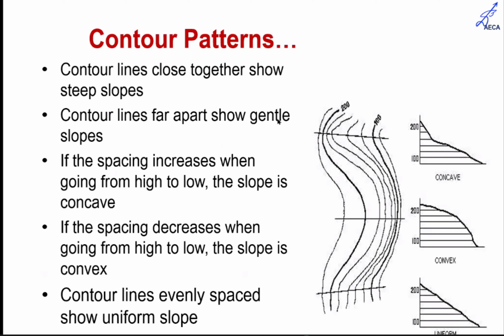These are other characteristics of contours, which help define the catchment areas. If the contour lines are closely spaced, it indicates a steep slope. If the contour lines are far apart, then there are gentle slopes. If the spacing increases when going from high to low, the slope is concave, and if the spacing decreases when going from high to low, then it is convex. And if contour lines are uniformly or evenly spaced, then you have a uniform slope.